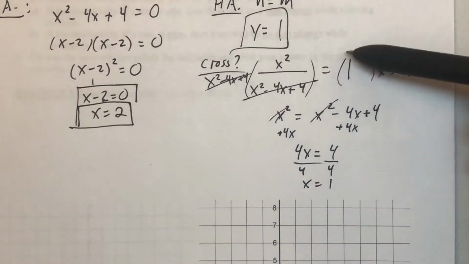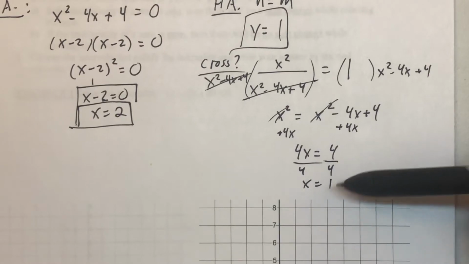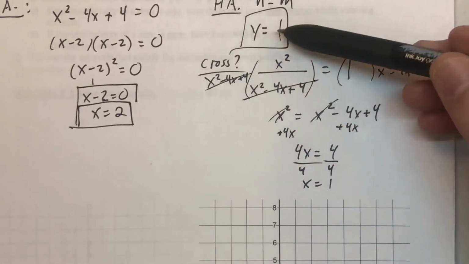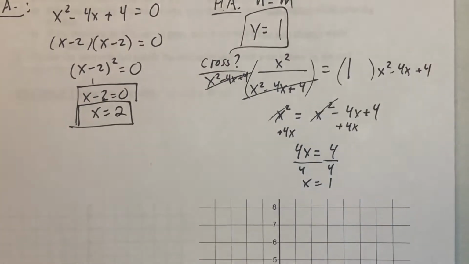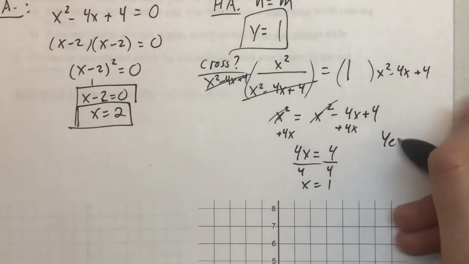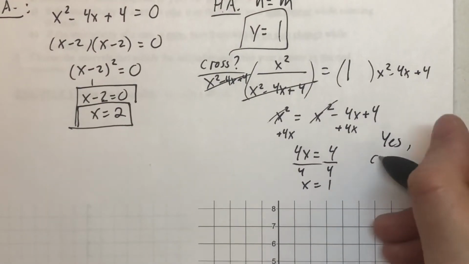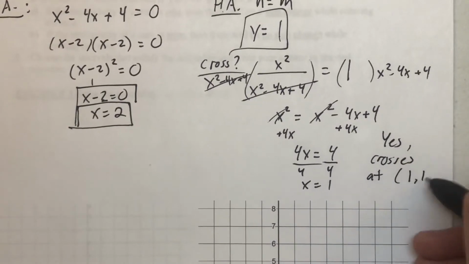What this means is we ask the question, does our graph cross this horizontal asymptote, by writing out this equation and solving it? And it does. It crosses at an x of 1 at a y of 1. I believe this is another situation where these two numbers match, and that is again a coincidence. But this tells us that yes, it crosses, and it crosses at the point x is 1, y is 1.